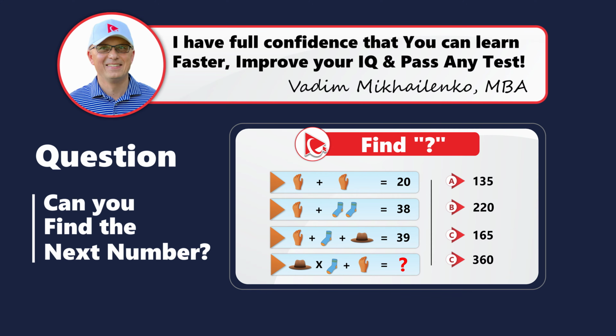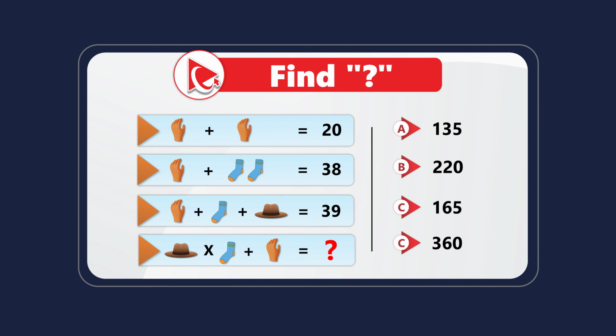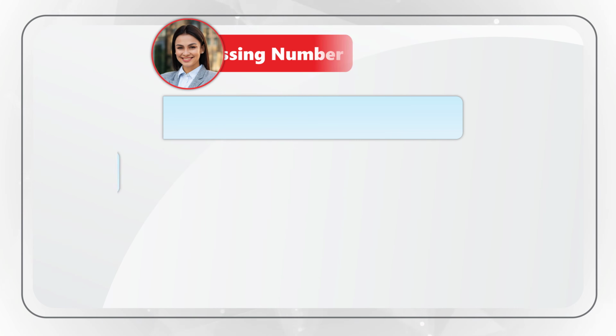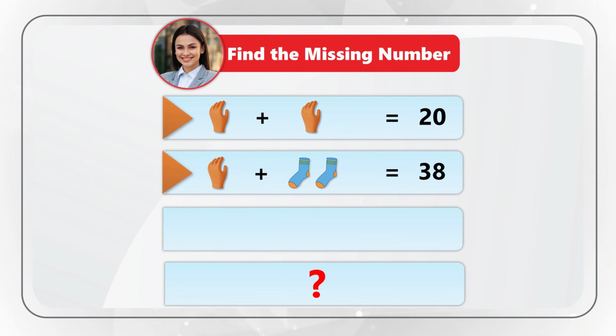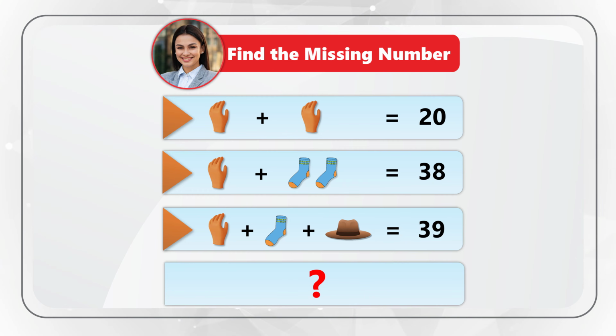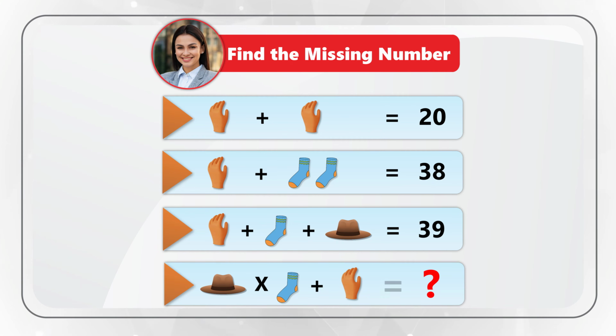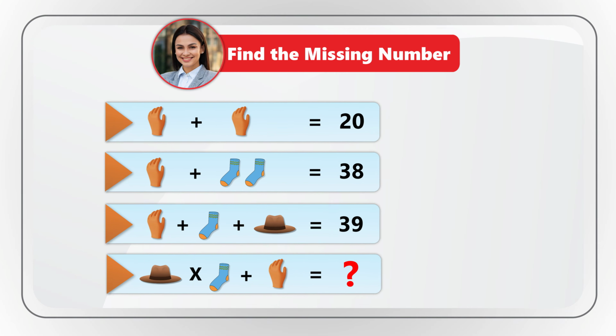You need to solve the expression and find the missing number. You have 3 full expressions. Glove plus glove equals 20. Glove plus 2 socks equals 38. Glove plus sock plus hat equals 39. And the last expression where you need to calculate the missing number is hat multiplied by (sock plus glove) equals the missing number. So what is the missing number? You need to calculate and select out of 4 different choices.